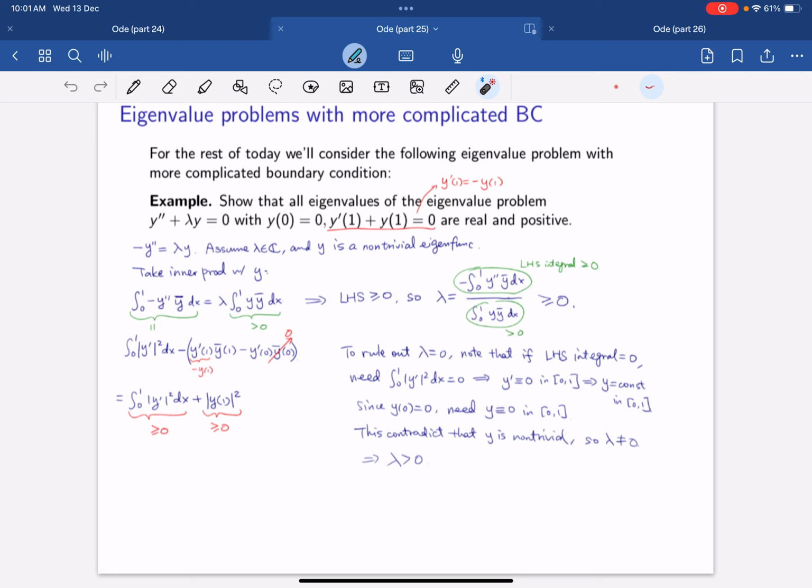So you can see how it's exactly the same thing. You just take the inner product with y, because here we've got y. When you take the inner product with y, you can take out the lambda and get a non-zero number here. So this is some number that will be well defined.